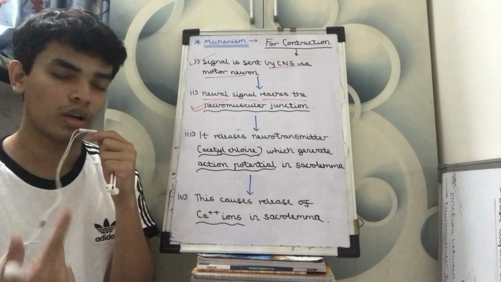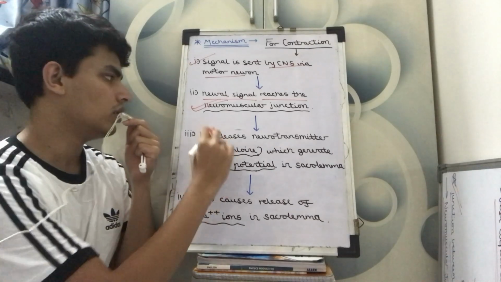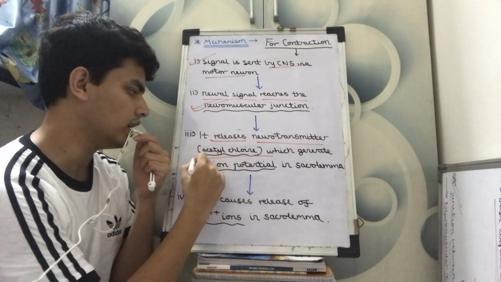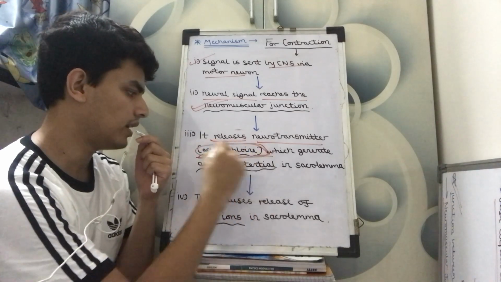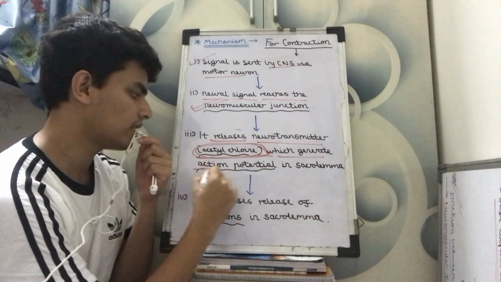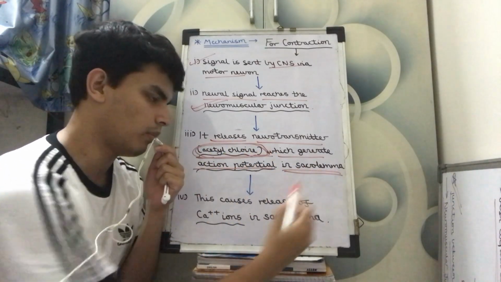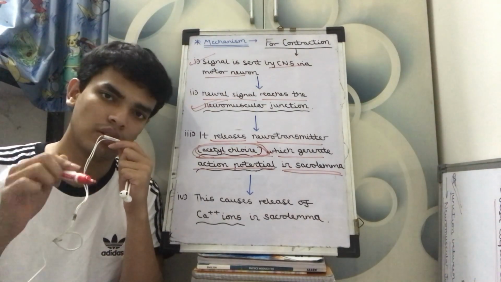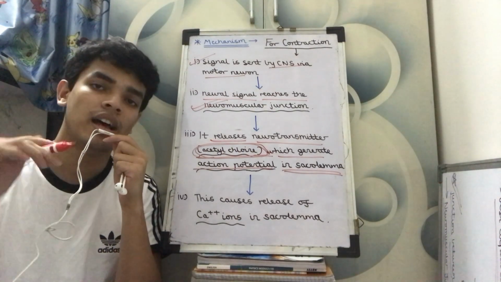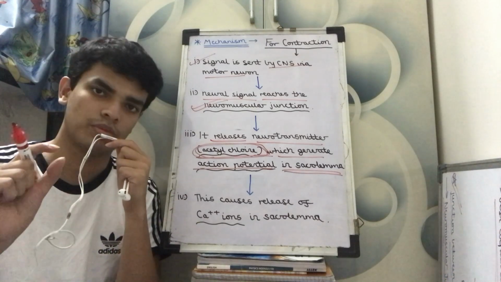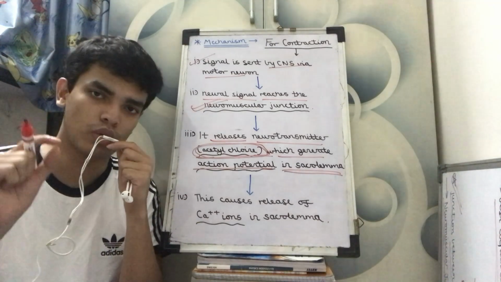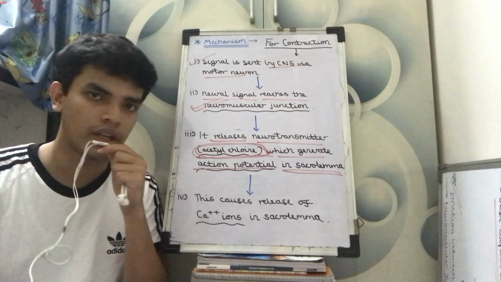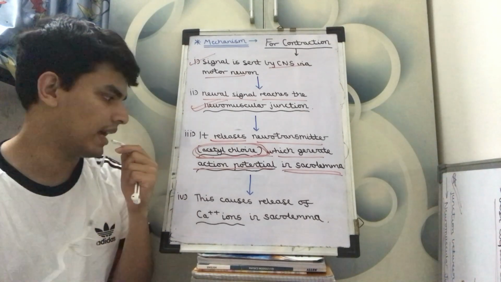So what does the neuromuscular junction now do? The neuromuscular junction now releases the neurotransmitter acetylcholine. What neurotransmitter? Acetylcholine, which generates an action potential in the sarcolemma. Now what happens when this signal reaches the neuromuscular junction? It releases certain neurotransmitters, which are acetylcholine, which generate an action potential in the sarcolemma. Okay, these are the steps, please learn them as they are.